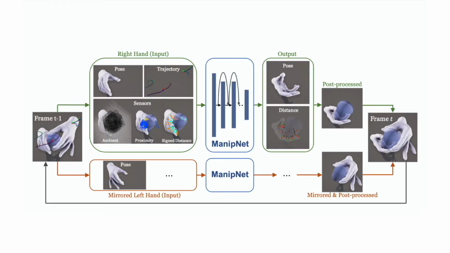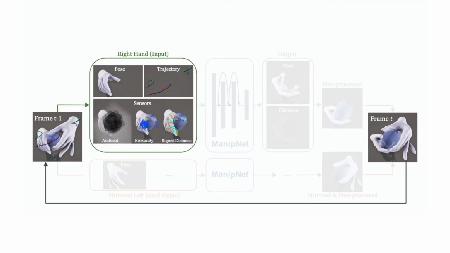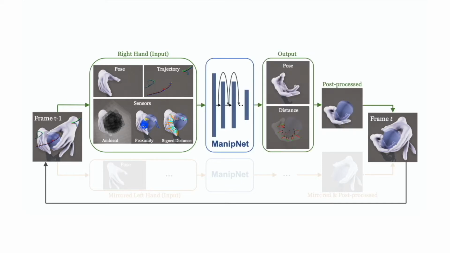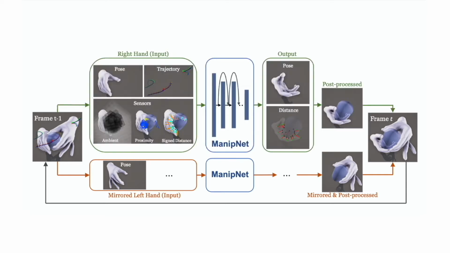To accomplish this task, we propose an architecture that we call ManipNet. It is a time series model that predicts the hand pose from control signals, which include the previous pose, wrist and object trajectories, and virtual sensor inputs. The network is specialized for controlling the right hand. For controlling the left hand, the pose and the object are mirrored and fed into the network, and then mirrored back. By running the network twice per frame, we can synthesize two-hand object manipulation.